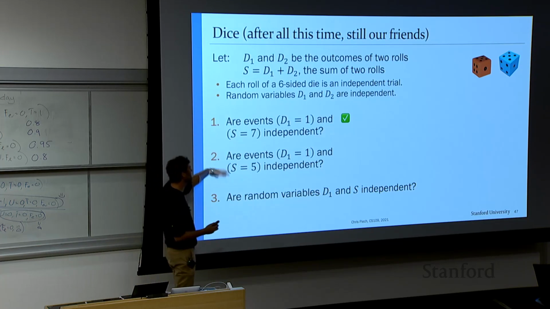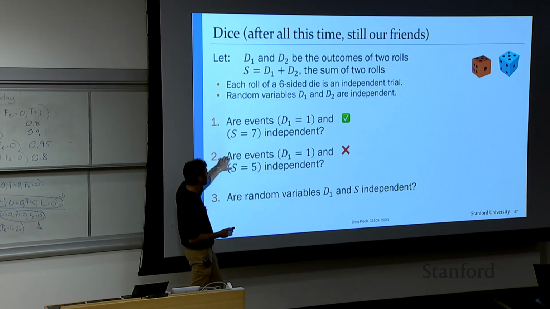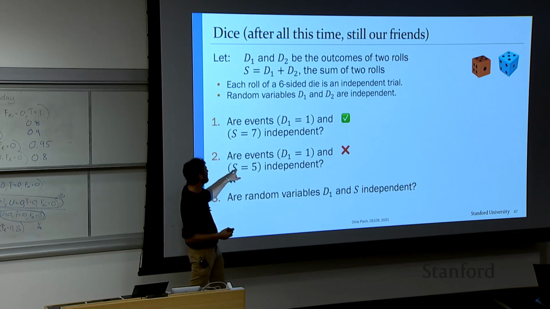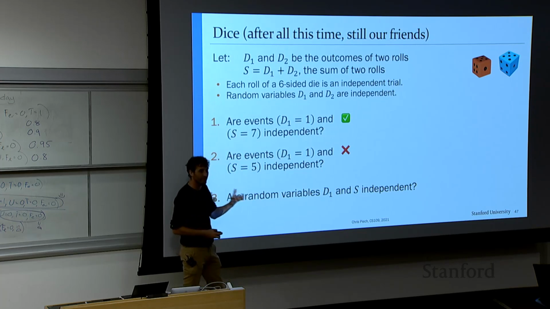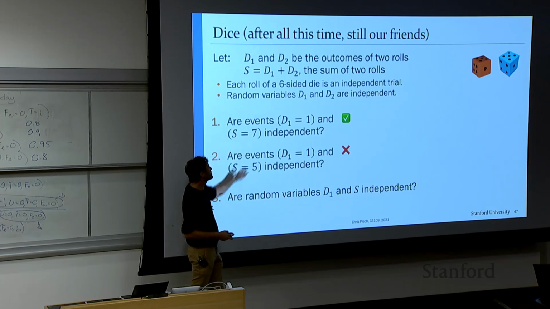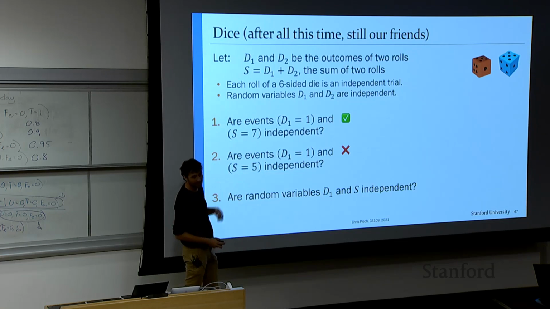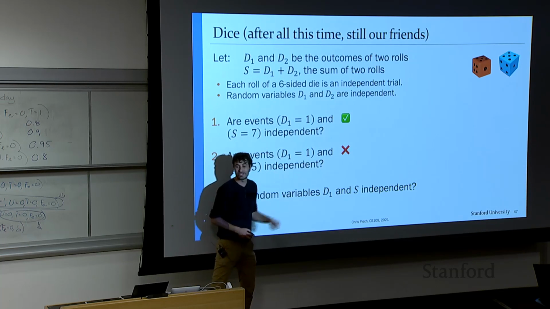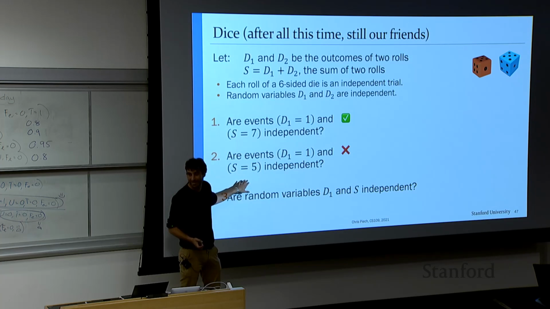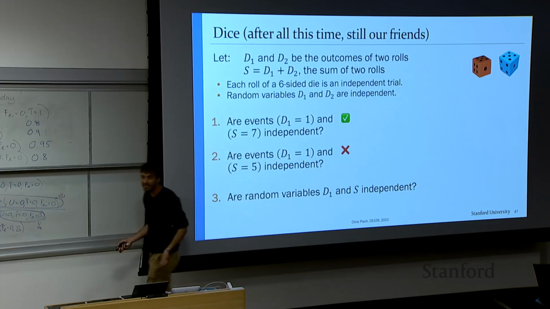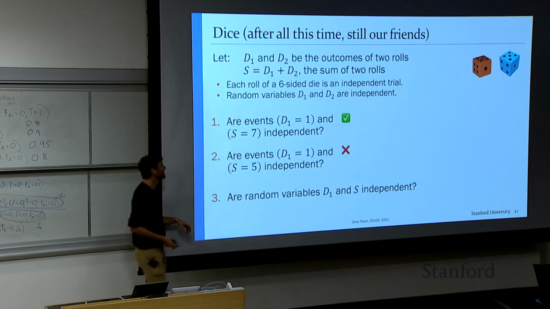Here's another event that we looked at in class. If I tell you the first dice is 1 and the sum is 5, are those two events independent? And the answer was no. If I told you the first dice was 1, it changes your belief that the sum will be 5. Because if I told you the first dice was 6, you know the sum can't be 5, for example. So if I tell you the first dice is 1, all of a sudden you think, okay, it's more likely that maybe the two dice add up to 5.